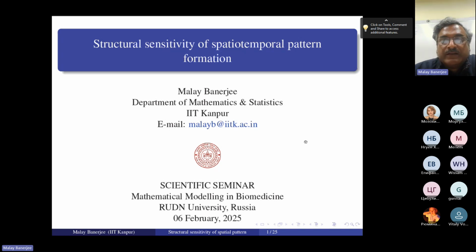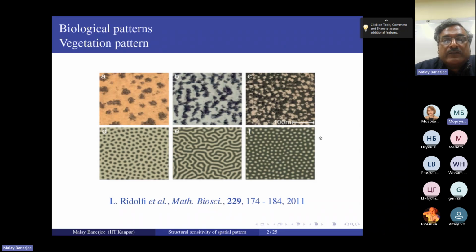So first, let me give you some preliminary idea about the Turing patterns and different types of patterns, as I understand, and as is available in the literature, and then I'll discuss the structural sensitivity. This is an ecological example where we can see different types of patchy patterns in a natural environment.